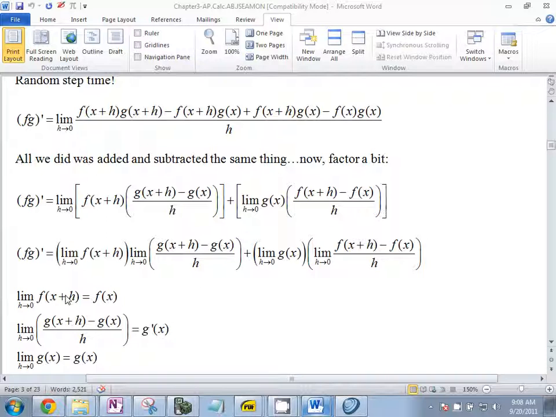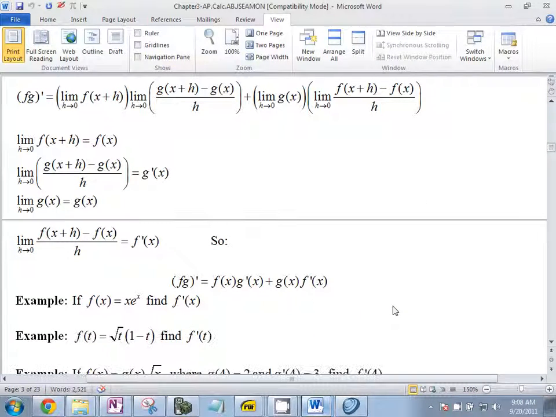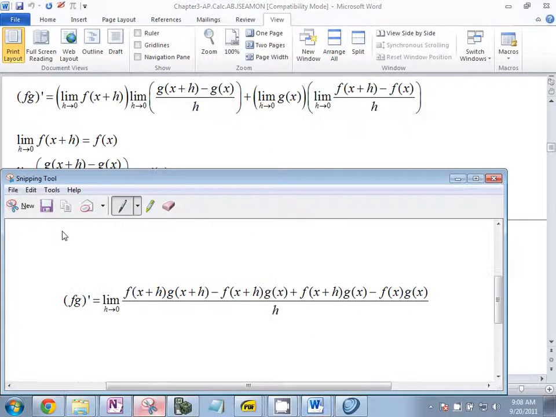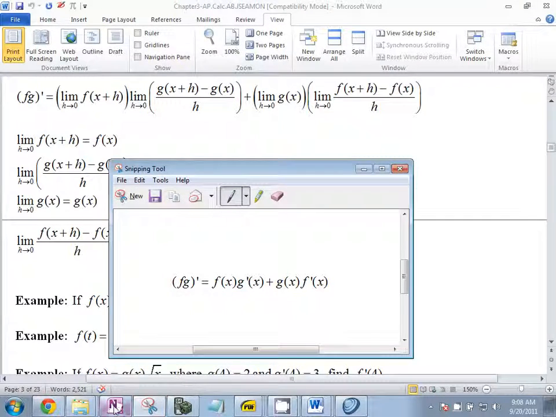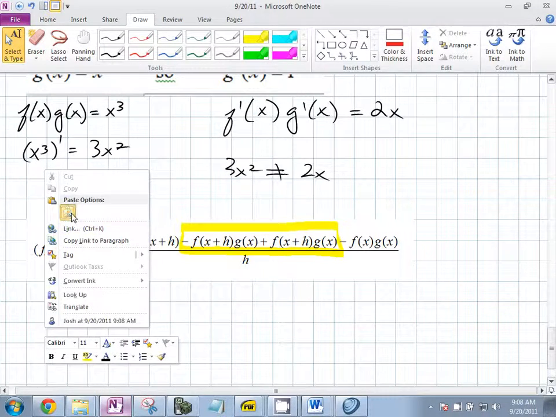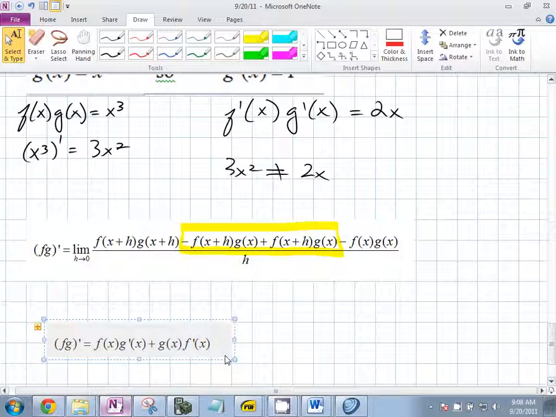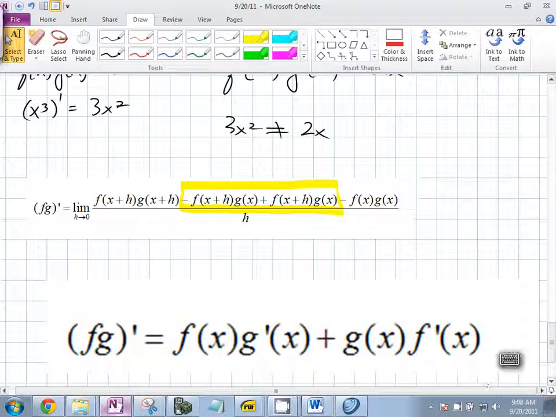What's the limit as h goes to 0 of g of x? G of x, there's no h in it, right? So what do you have here? You have f of x, g prime, g of x, f prime. What you've just proven is this: the derivative of f times g is f g prime plus g f prime. Let's make that nice and big. This right here is the product rule.